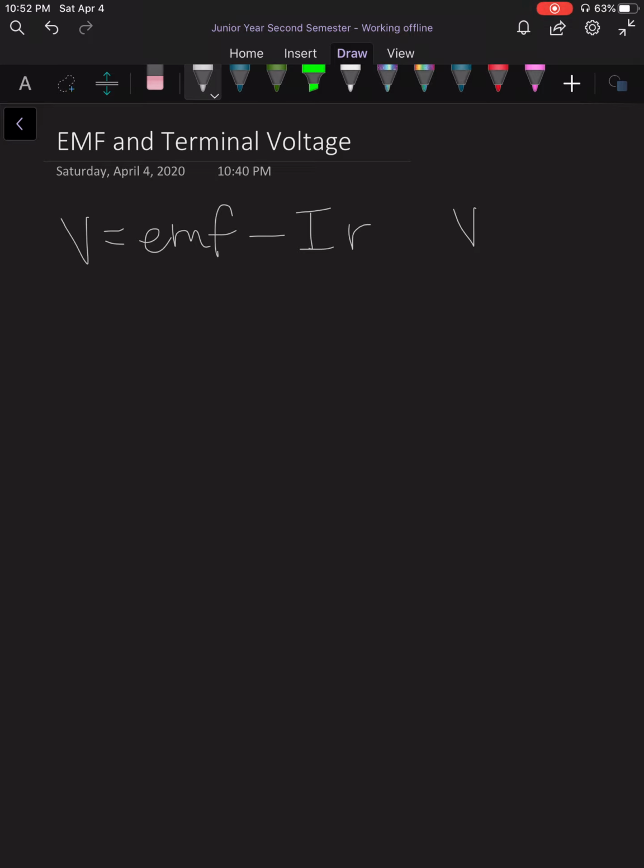And if we think back to Ohm's law, V equals IR, or the current measured in amps times the resistance measured in ohms equals volts. So this whole thing is going to be measured in volts. Same with the EMF, it's measured in volts. And then we've got our terminal voltage here.